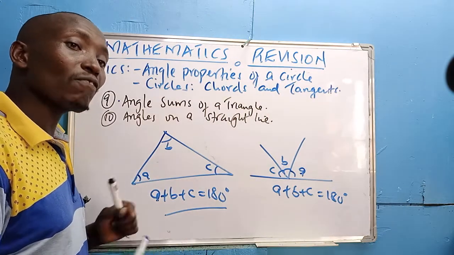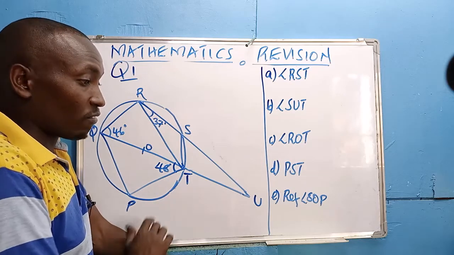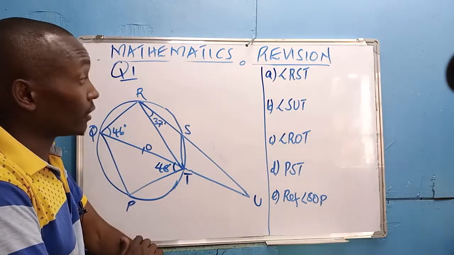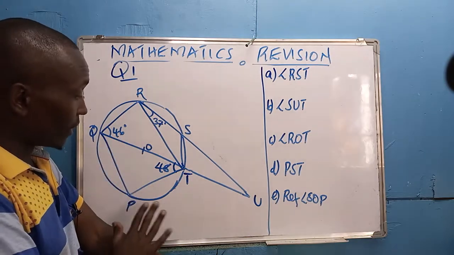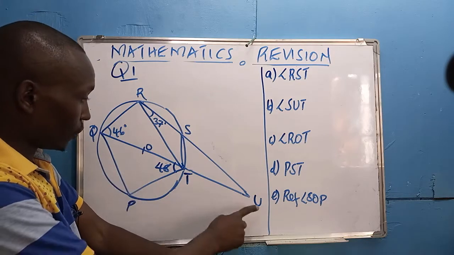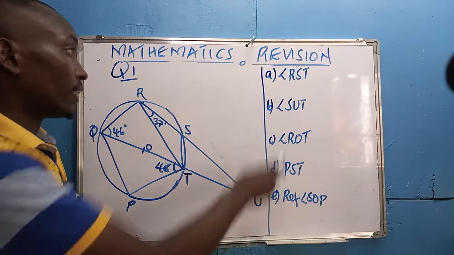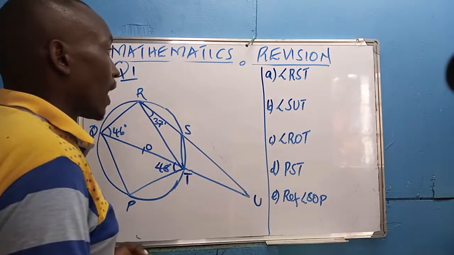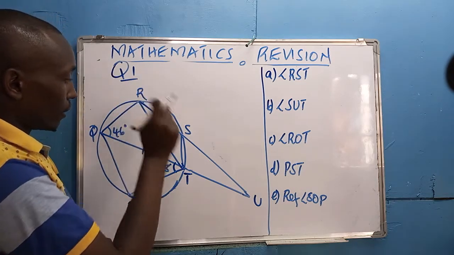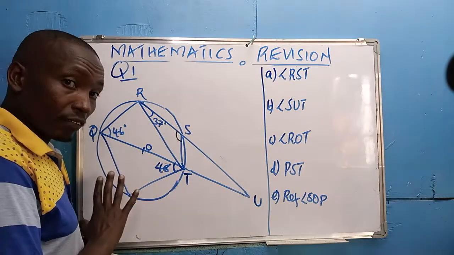Now let's go to the first question. Let us look at the first example here. You're given this question, a 10 marks question in section 2. You're given the figures. You can see there is a line RSU, a straight line, and QTU, another straight line. So these are the angles that you're supposed to work out. Let's start with the first one. We find the angle RST, this angle here. Remember, it's not just a matter of giving out the angle.